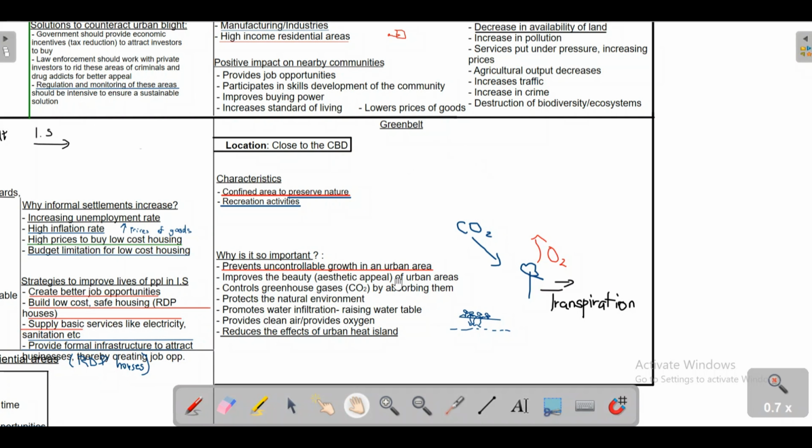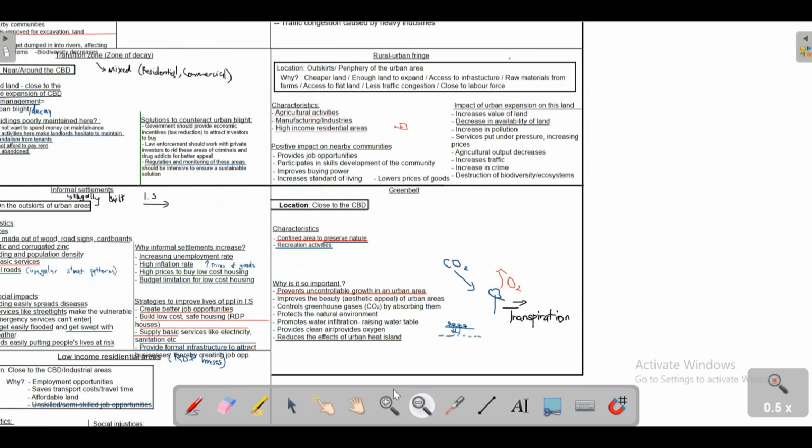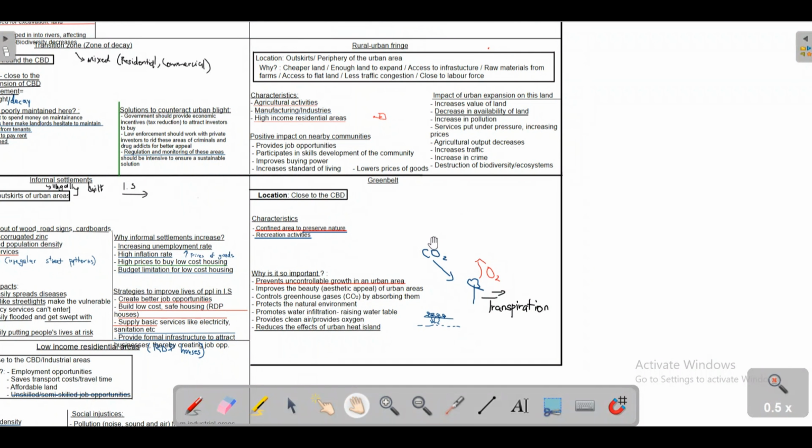So it's critical that we have green belts because they resolve a lot of issues that you're going to find in the CBD, issues that are caused by humans or human activities. So that is green belt, and that is our last land use zone.